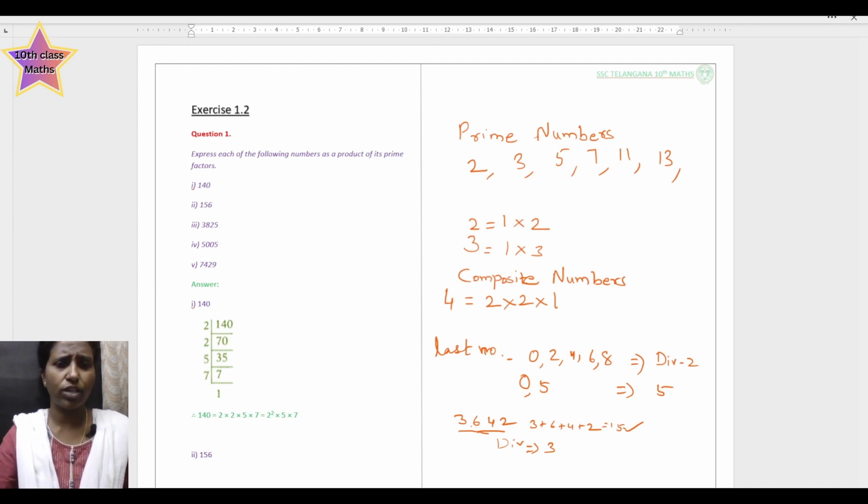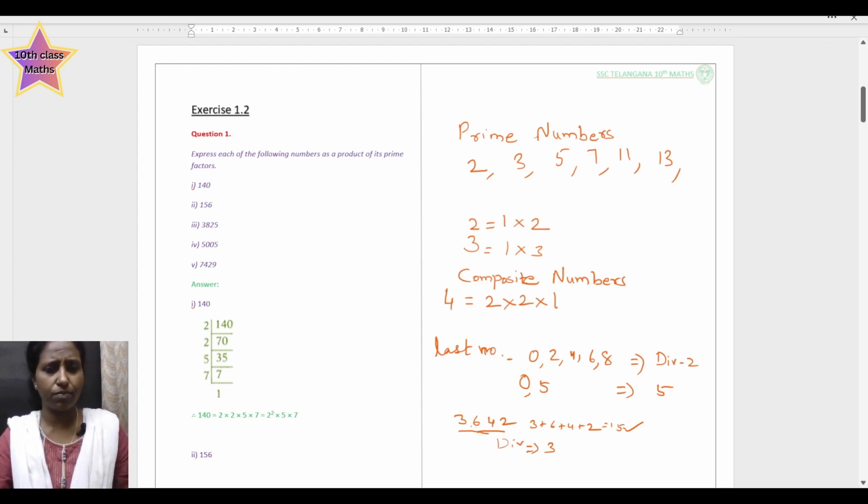Okay, let's get into the exercise now. The first question here is 140. The last digit is 0, so it is divisible by 2. 2 times 70 is 140. If you take 70, the last digit is again 0, so that's also divisible by 2. If we divide by 2, we get 35. 2 times 35 is 70.